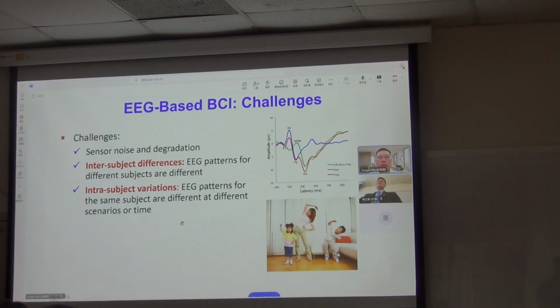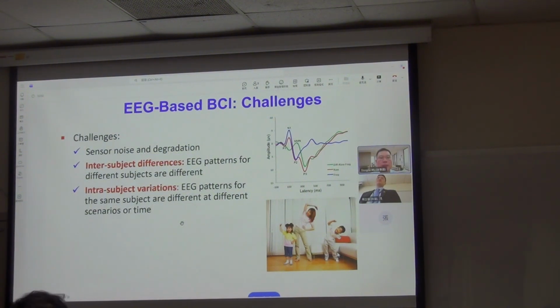Okay, we just introduced the three common classification-based BCI paradigms. For EEG-based BCIs, there are several challenges which are limiting the current broad application of BCIs. The first is sensor noise and degradation. This is hardware related and not the main focus of the talk here.